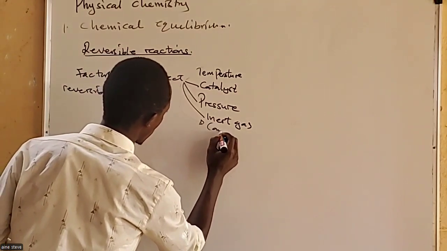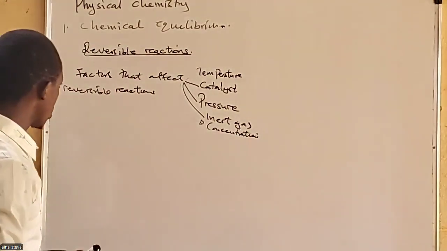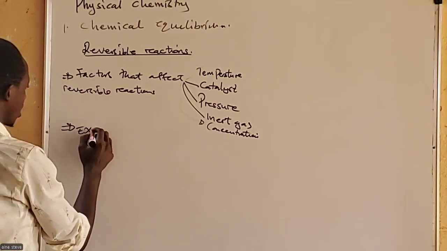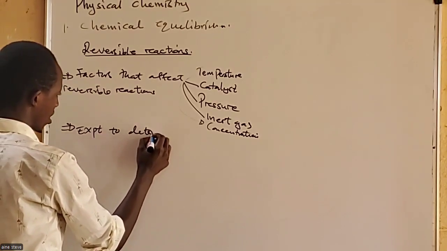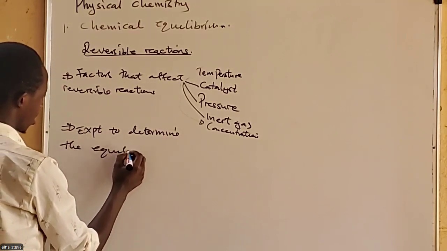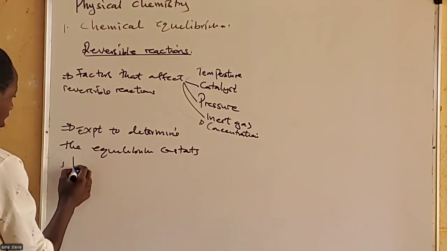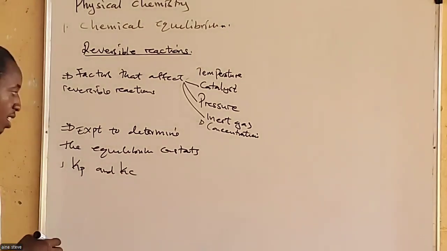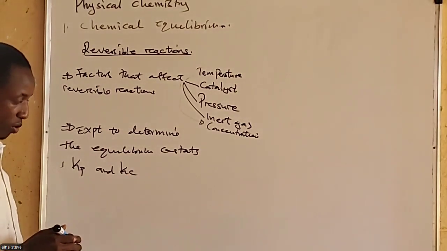Then there is also what we call concentration. So we shall also look at experiments to determine the equilibrium constants. That is basically Kp and Kc. This is in terms of concentration. This is in terms of partial pressures.